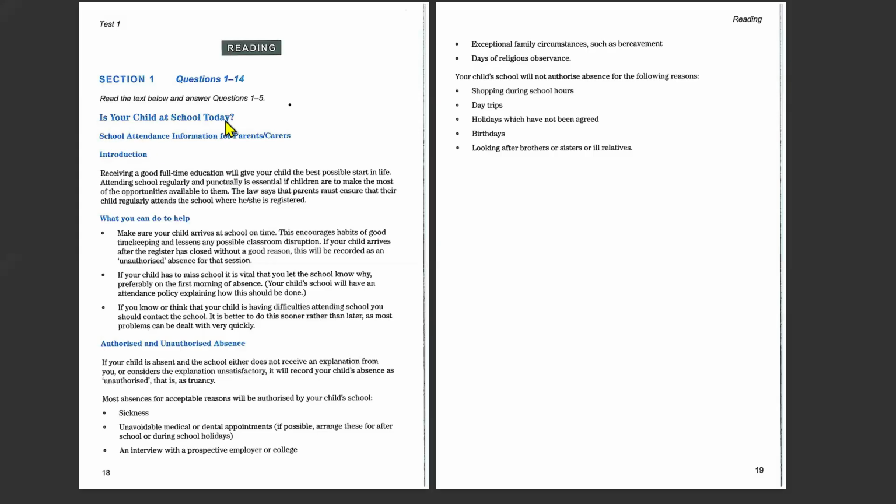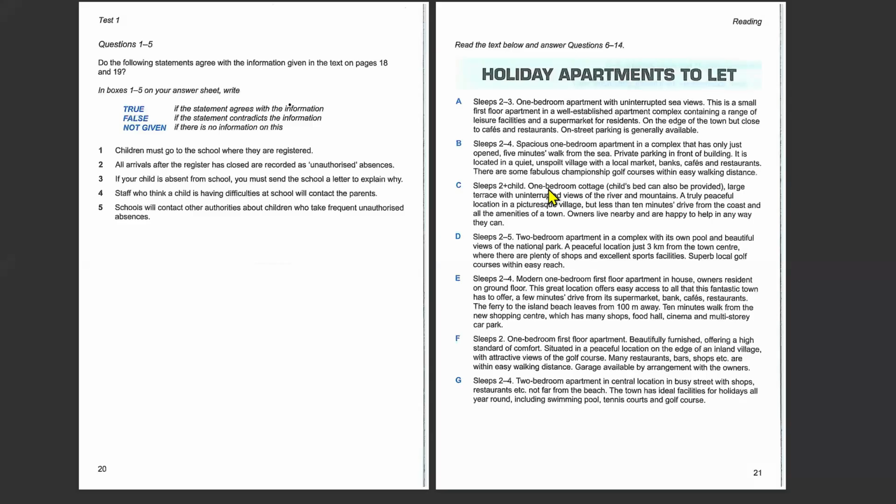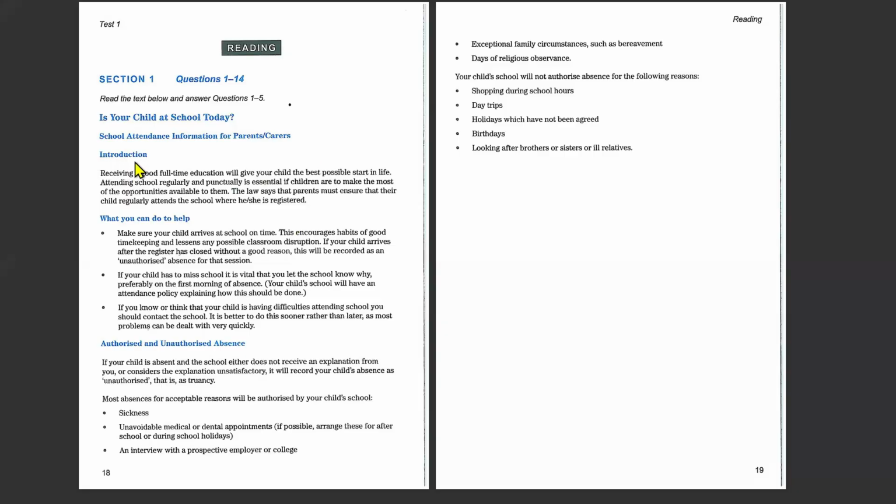So, is your child at school today? Usually for true, false, not given, the answers will be in an order, which means the first question will be in the first paragraph, second question will be in the second paragraph, and so on. Okay, it doesn't get jumbled. Again, let's read the question. Children must go to the school where they are registered. Go back. It's about children attending school. Okay, registered, the keyword is here. Let us read the first paragraph here.